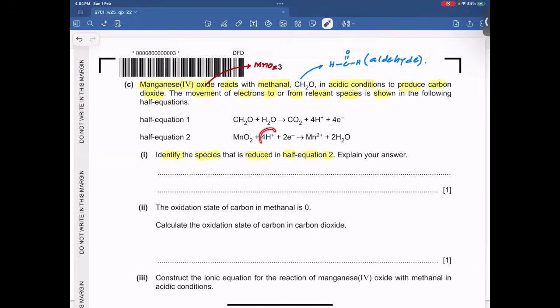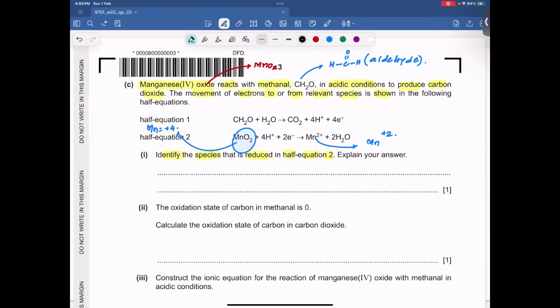So hydrogen ion has a +1 charge here. Hydrogen ion has a +1 charge in water molecule as well. So there is no change in oxidation state of hydrogen on both reactant and product side. On the other hand, manganese 4 oxide has an oxidation state of +4. All right. Whereas here the oxidation state of manganese is +2, which means in the second half cell equation, manganese is going to be reduced. All right.